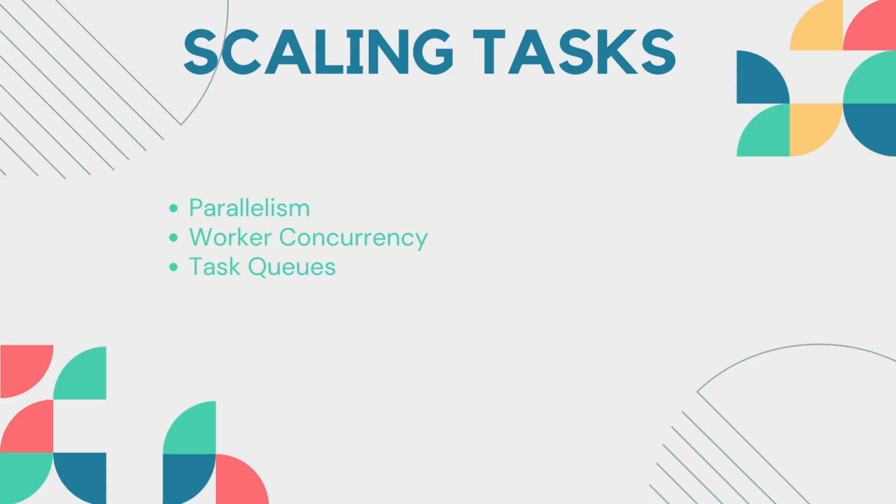Now that we have covered monitoring, let's talk about scaling Airflow tasks in MWAA. Scaling in Airflow primarily depends upon parallelism, that is the maximum number of tasks that can run concurrently across the entire environment. Then the second part is worker concurrency. This controls the number of tasks a single worker can execute at a time. By worker over here, it would mean a Celery worker.